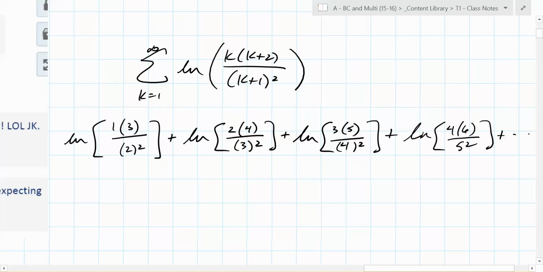This is where you need to remember log rules. What does plus mean between logarithms? It means multiply, right? So this goes on forever, right? But this is really ln of what?